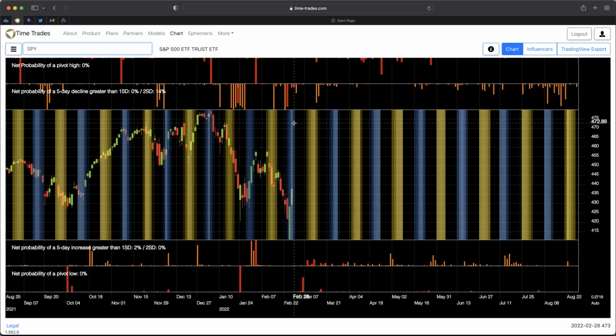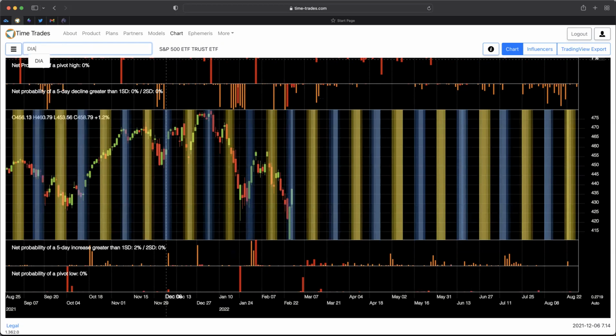We're showing probability of moves down here. Relatively low, but they are 2 standard deviations. So Monday has a 14% probability of a 2 standard deviation move down. And then we have a 56% probability of a pivot low on March 4th. Okay, so spiders are indicating a move down this week.